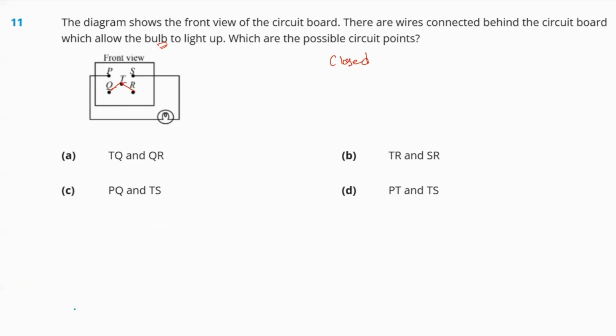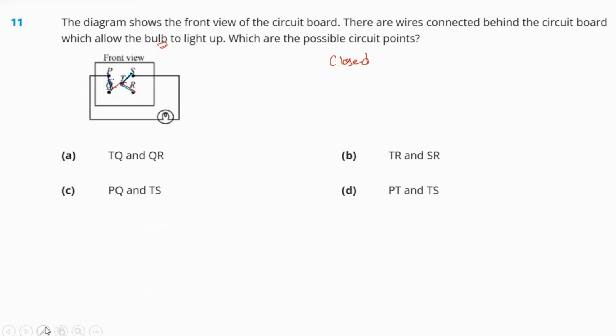I'll take light blue color for TR. Let us see if I'm taking TR in SR. This is again left open. So this is also not closing our circuit over here. Now option number C, PQ and TS. PQ and TS, still the circuit is open somewhere.